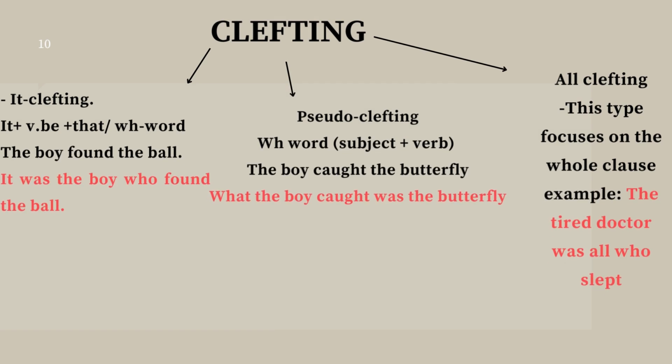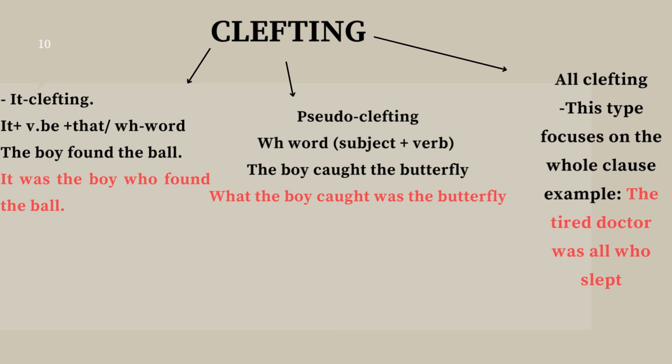Clefting. Clefting has three types. It-clefting: its template is it plus the verb to be plus that or a WH word. Example, the boy found the ball. It was the boy who found the ball. Pseudo-clefting: its template is WH word, subject plus verb. The boy caught the butterfly. What the boy caught was the butterfly.